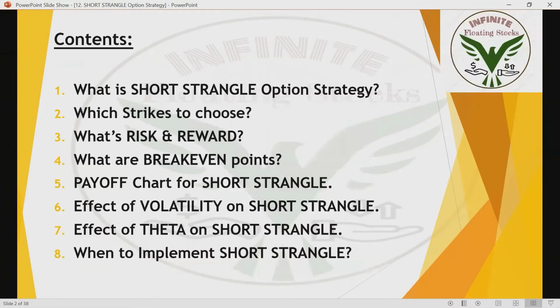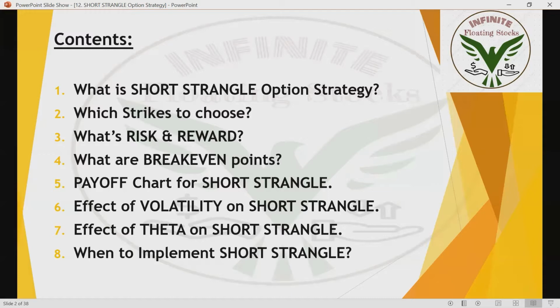Let's start. Here are the contents for today's session. I'm going to discuss what the short strangle option strategy is, and I'll be telling you some important things to consider before choosing the strikes. I'll explain which strikes to choose, what risk is involved, and what the maximum reward is if you use this strategy. I'll also explain the break even point, which is the no profit no loss scenario.